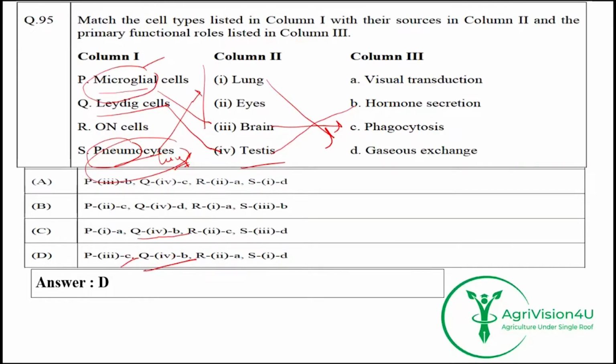So we have discussed it all. Cone cells, they are present in the eyes, and in the eyes they do visual transduction. So the correct answer is D. Right?